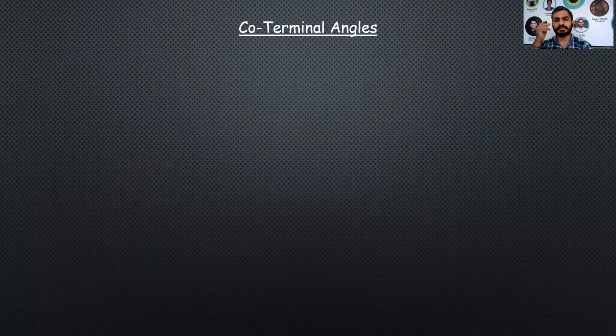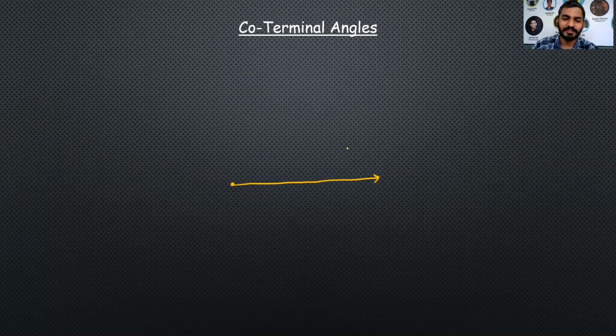Now next is coterminal angles. Again, this is something new. What does coterminal angle mean? Suppose I draw an angle of measure 60 degrees. I'm drawing a rough diagram. It will be something like this. Let us say angle AOB is 60 degrees measured in anti-clockwise direction.